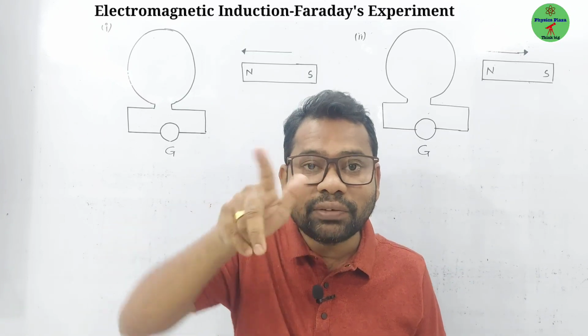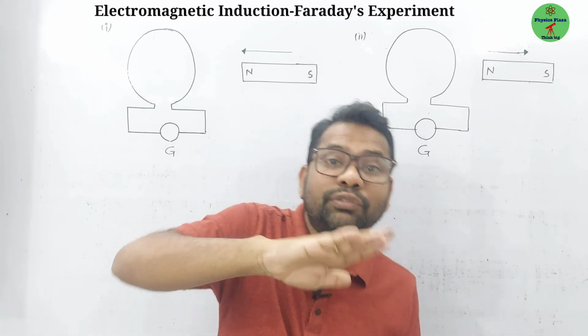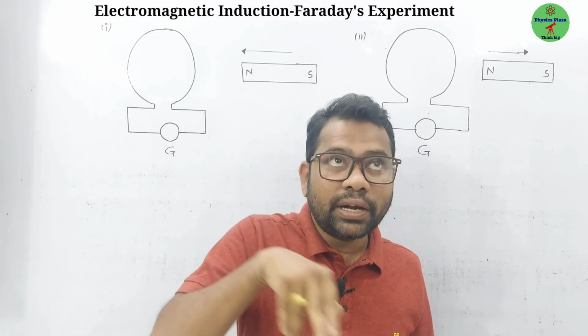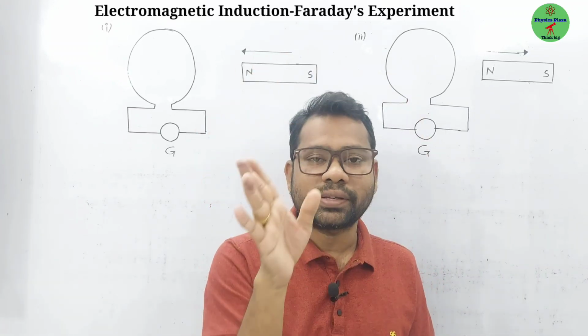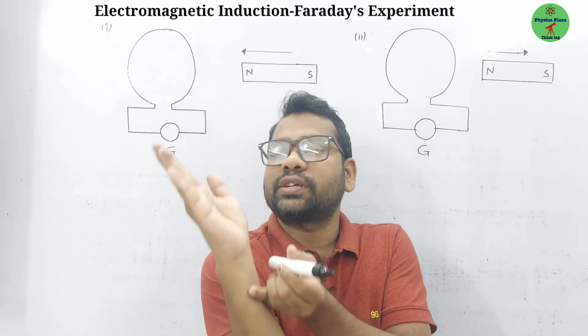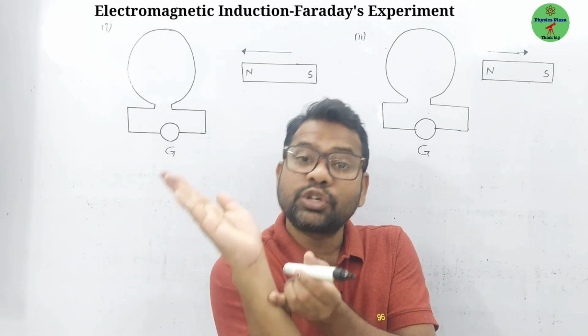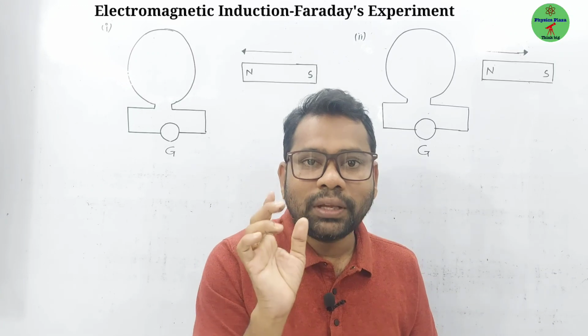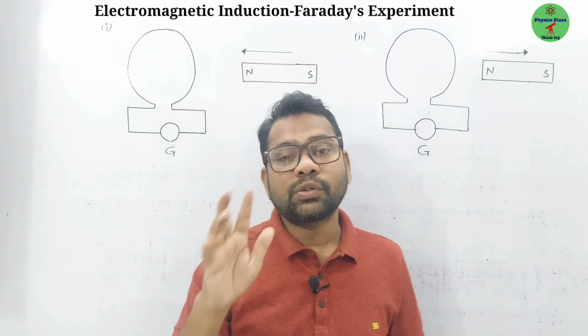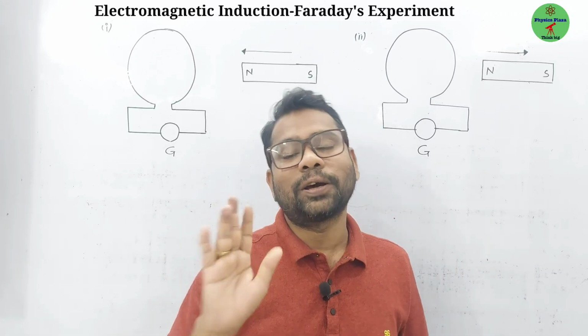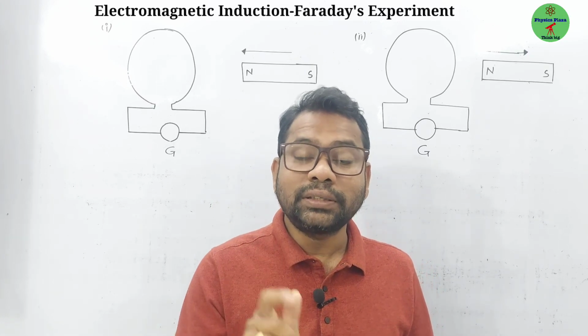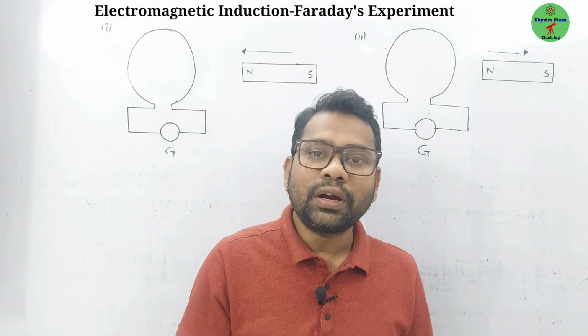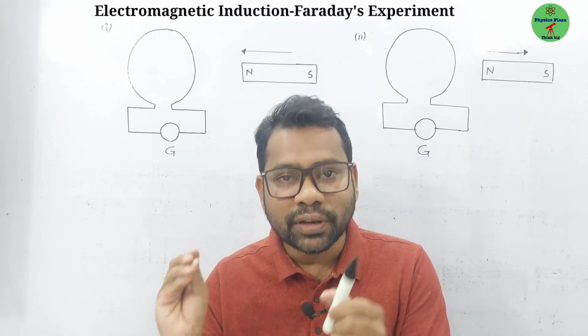If the current direction is reversed, what happens? The deflection will be reversed. For example, if a current is flowing clockwise and showing right side deflection, if the current direction is reversed, then it will show the opposite direction. It means not only the presence of current, it also gives you the direction of current. But provided that there must be some current. If not, the galvanometer does not show any deflection.